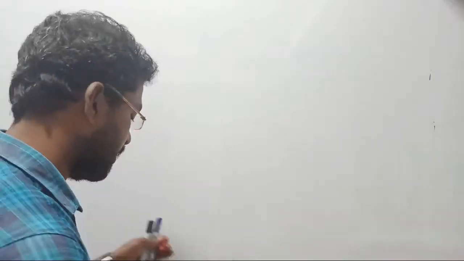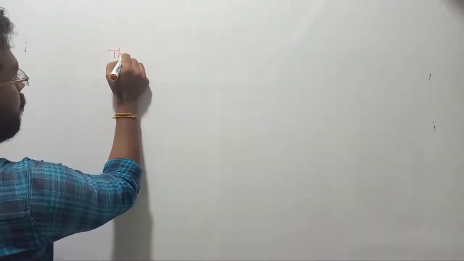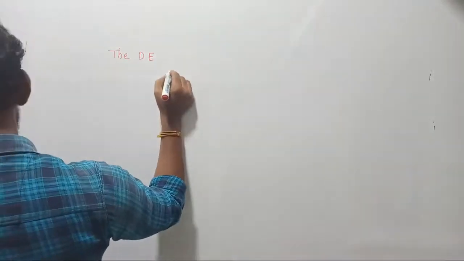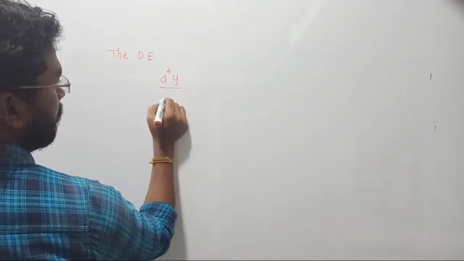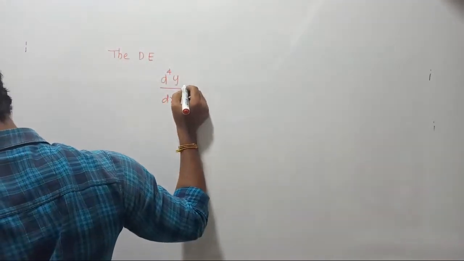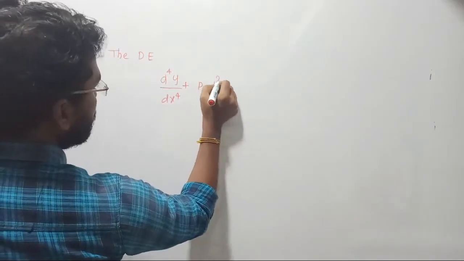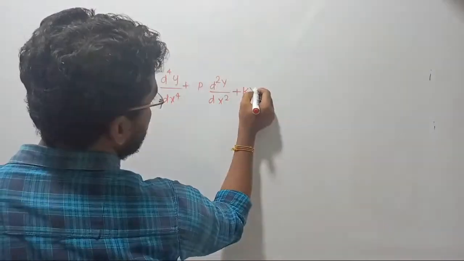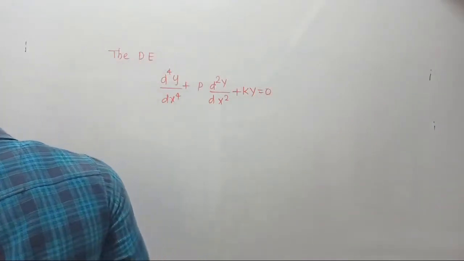The question is, the differential equation is given. Many of you guys have posted the answer. You can just try it by yourself. The differential equation given is d power 4 y upon dx power 4 plus p into d square y upon dx square plus k times y equal to 0.